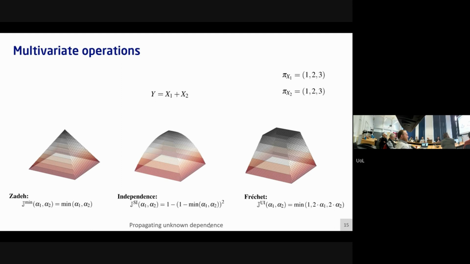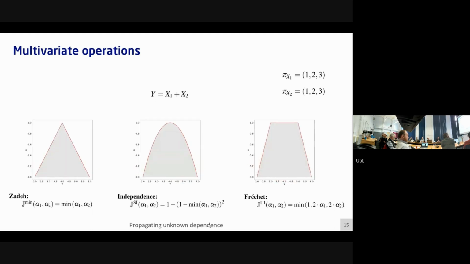So I'm just going to show you what it looks like when you use this for the sum. You get these three different possibility distributions, and the Fréchet example, the unknown example, contains the other two examples.